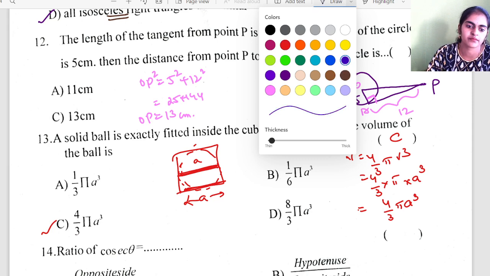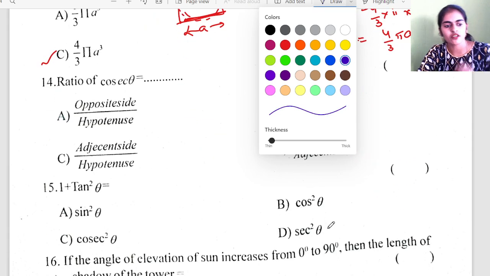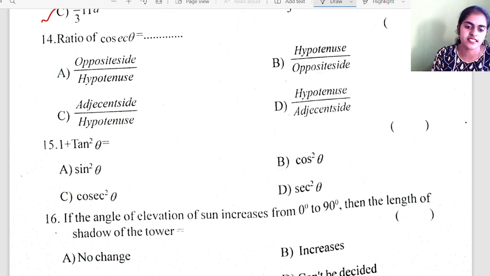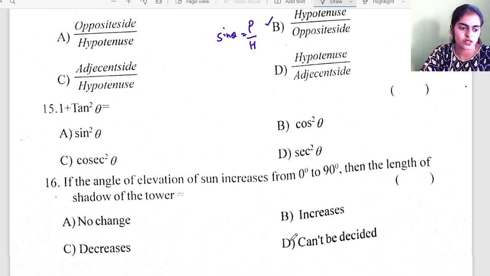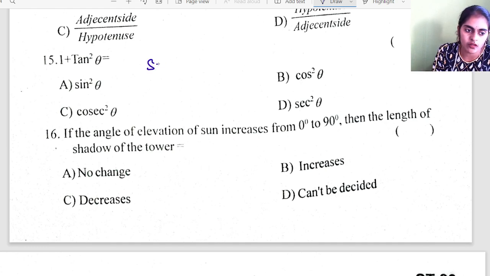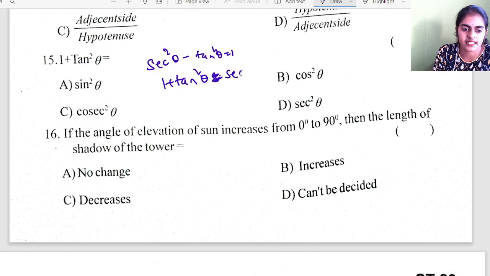Next question. Ratio of cosecant theta. Cosecant is the reciprocal of sine. Sine theta is perpendicular upon hypotenuse. Cosecant is hypotenuse upon the opposite side or the perpendicular side. So option B is correct. So next one, 1 plus tan square theta. We know secant square theta minus tan square theta is 1. So 1 plus tan square theta is nothing but secant square theta. Okay. Just I am using the identity.